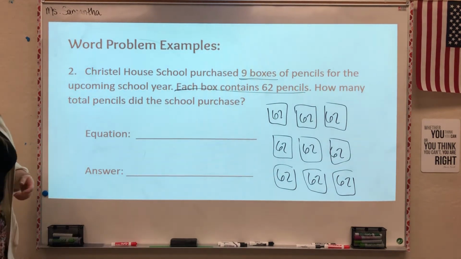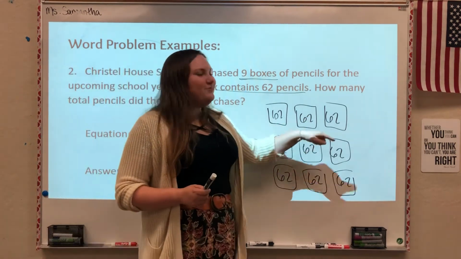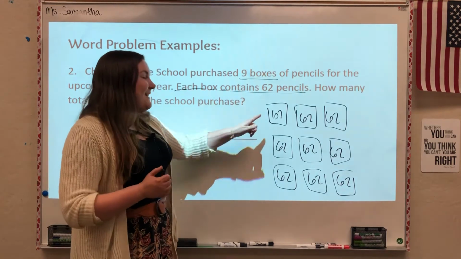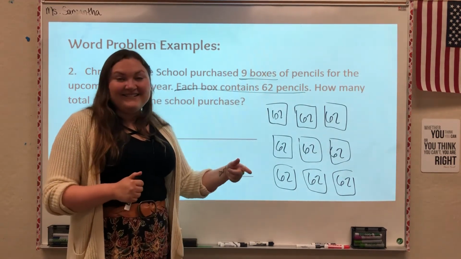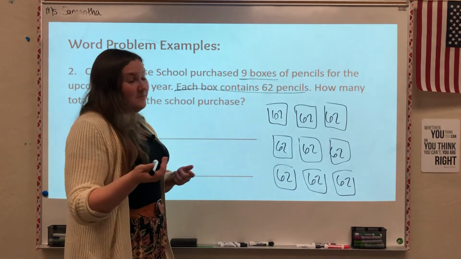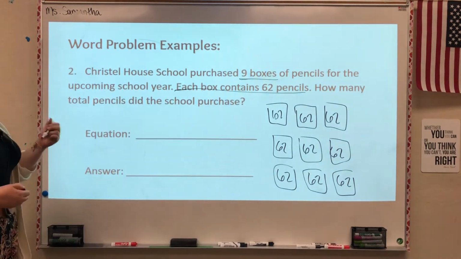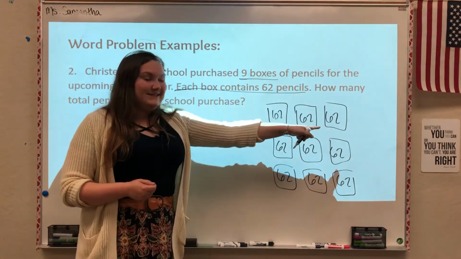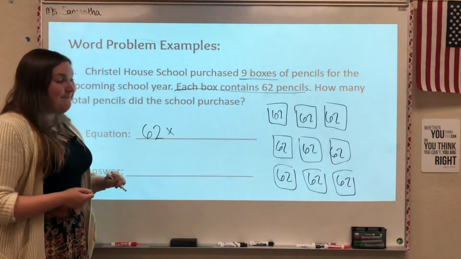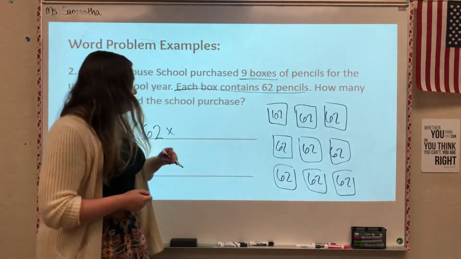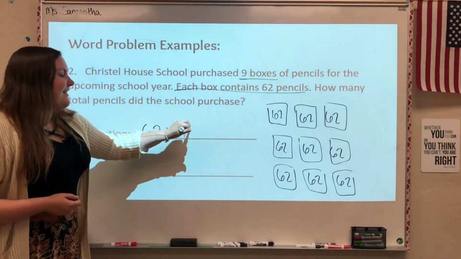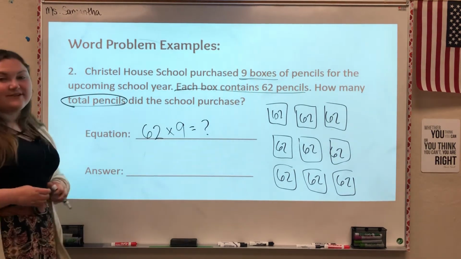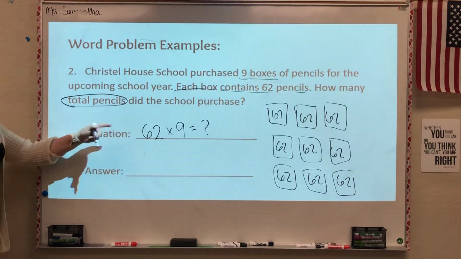Well, one way you can do it is you can say 62 plus 62 plus 62 plus 62 again and again and again. Or, because I'm adding that same number again and again, that's the same thing as multiplication. So I could say we need to multiply those 62 pencils that are in each of these boxes by how many total boxes there are, and there are 9 of them. Together, that would give us our answer to how many total pencils there are. That's what we're trying to figure out. So this is our equation.